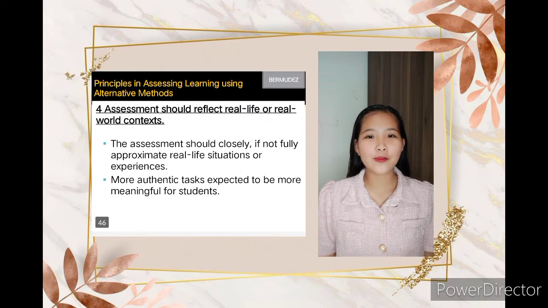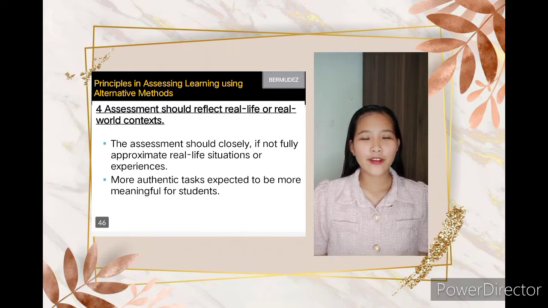Fourth, assessment should reflect real life or real world context. From the phrase, it is very understandable that if we make any assessment, we should make it as relatable as possible, or it should be based on real life happenings or situations. Firstly, our assessment tasks or activities should be authentic. Authenticity is a fundamental characteristic of good assessment practice, and students usually value it highly.